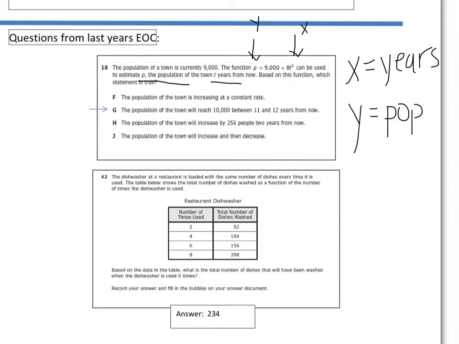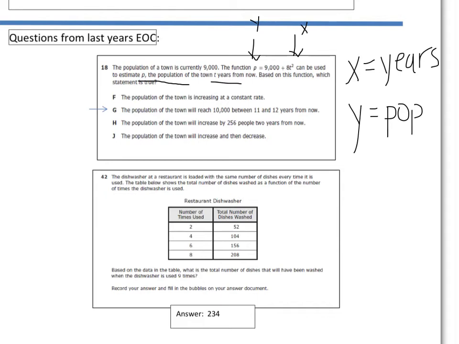Since I know what X is, which is years, I can now look at my X value on my table where X is 11 and 12. And when I do that, my Y is at least 10,000. And so that one I know is correct. And I can do the same for H and J. But I'm going to move on to number 42.